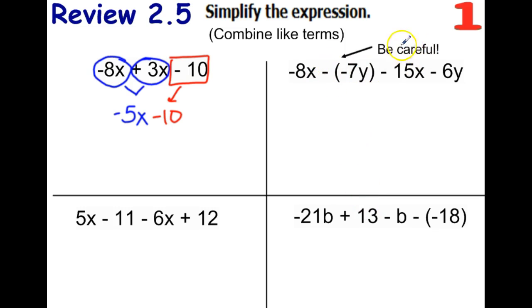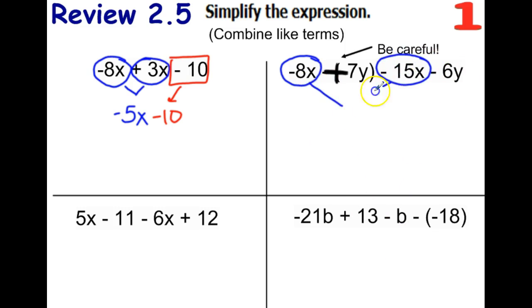This next one says, be careful. We're not really distributing because there's only one term here, 7y. This is really a negative, and the opposite of a negative makes a positive. So that's a big plus. Now let's combine our like terms. Here I have an x, here I have a y, here's another x, and another y.